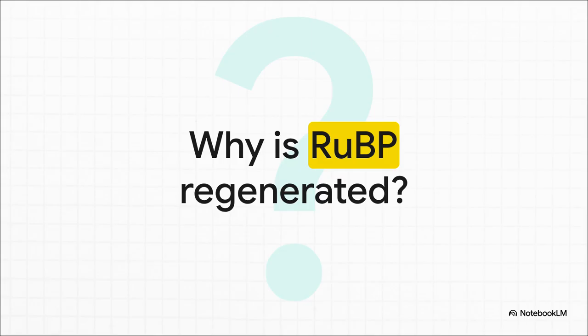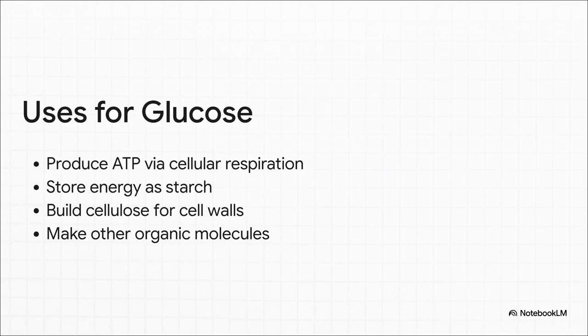Now, you might be asking yourself, why is RuBP regenerated? It absolutely must be regenerated because it's the very molecule that accepts new carbon dioxide every single time the cycle repeats. Without regeneration, carbon fixation would completely grind to a halt, and no additional glucose could be made. And this brings us to another really important key idea.